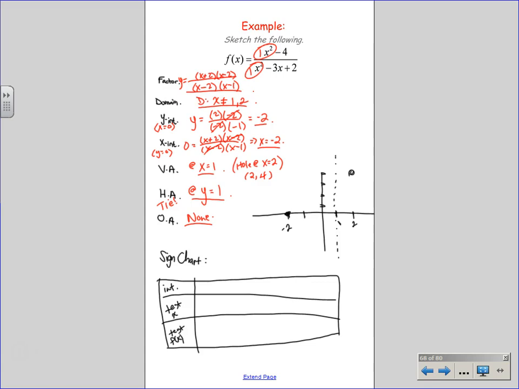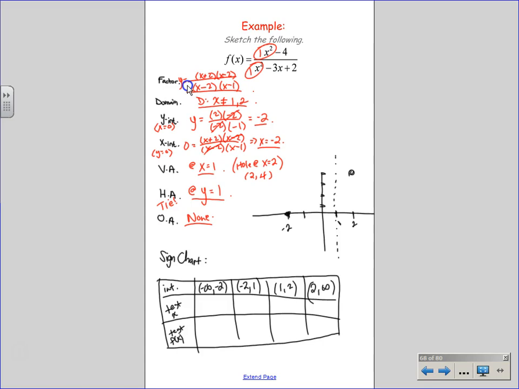So I have 3 special x values. So that's how I'm going to break up my interval: -∞ to -2, -2 to 1, 1 to 2, and 2 to infinity. Does that make sense?